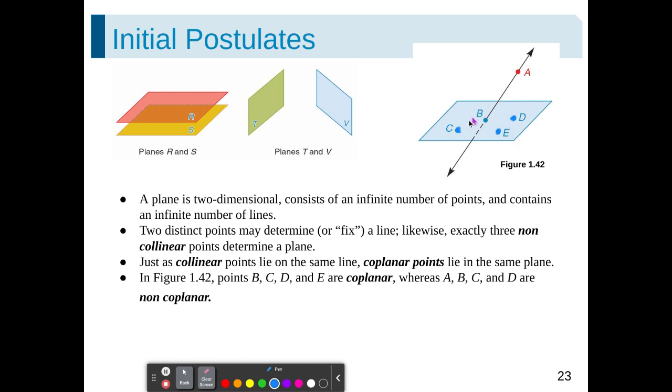So in this case right here, we have this plane that we'll call plane F. And in plane F, we have coplanar points because they lie in the same plane. All right, whereas A, B, C, D, E are not coplanar because A is out here. And what we got to think about that is that's basically like drawing a line straight up out of the plane. So that's not coplanar.